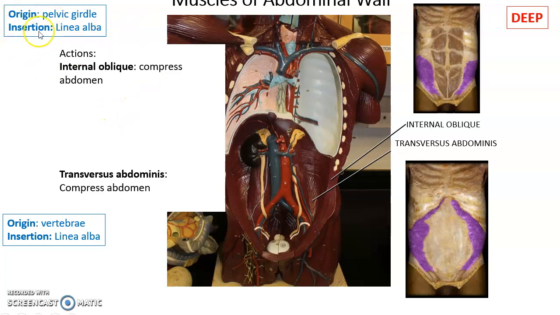Again, the internal oblique, its origin is the pelvic girdle, inserts into linea alba. Transverse abdominis, its origin is in vertebra, and it inserts into the linea alba. And that is it for this part of the lecture.